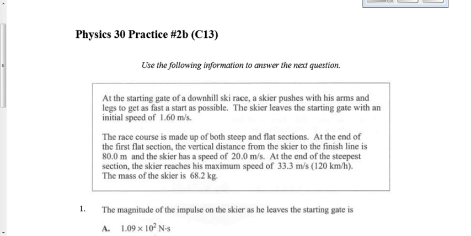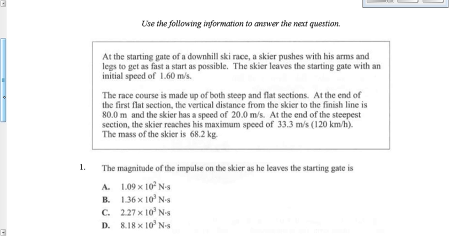I'm going to look at practice question set number 2B that we had assigned over the weekend, starting with question number 1. We have a situation here in the information box that talks about skiing. We're in the starting box. Presumably, in the starting box before we actually start, we're not moving. The skier is just standing there.